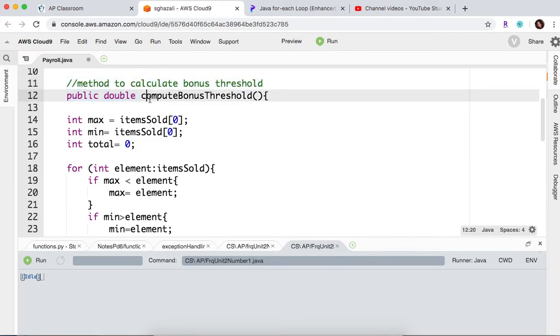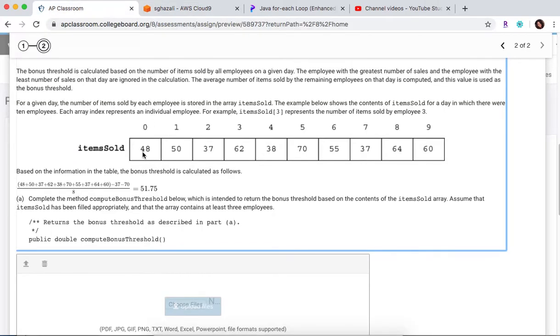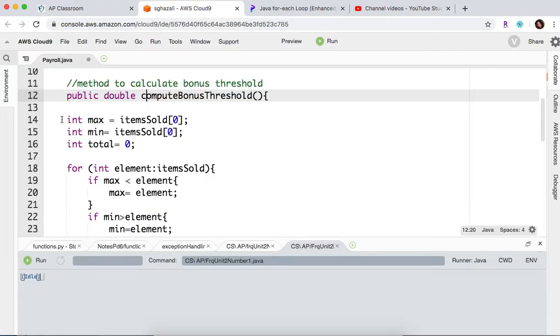Public double computeBonusThreshold. They gave me that, okay? So I'm using the same exact syntax. Now, here's what we have to do. We have to iterate through this array, right? Go through every single element and figure out what the maximum value is and what the minimum value is. That's the first thing we have to do. And then we have to add up everything and subtract the maximum value and the minimum value to get this top number right here.